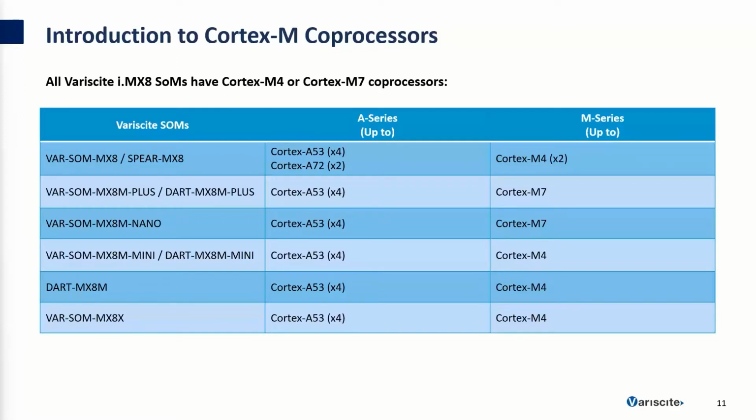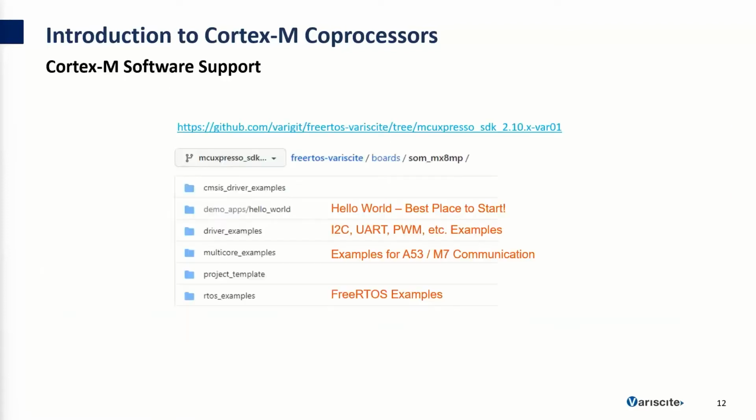As I mentioned, all Variscite i.MX8 SOMs have at least one Cortex-M4 or M7 coprocessor. The VAR-SOM-MX8 and SPEAR-MX8 actually have dual Cortex-M4 coprocessors. And all the others have a single M4 or M7 coprocessor. In this webinar, we'll be focusing on the VAR-SOM-MX8M-Plus. However, the process is generally the same for all other SOMs.